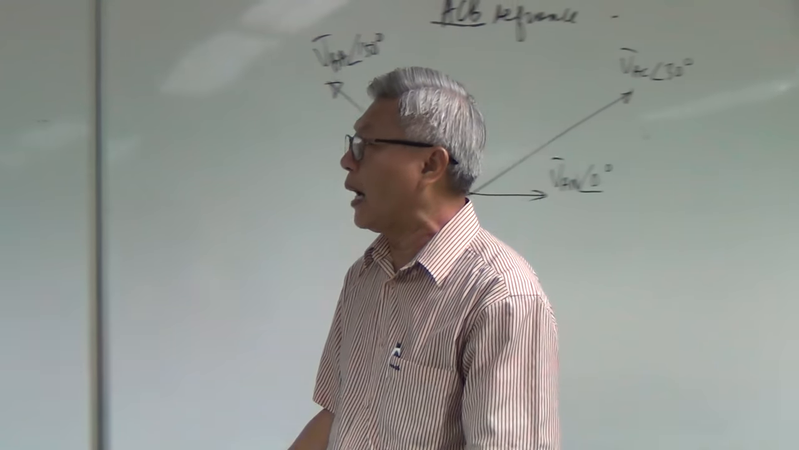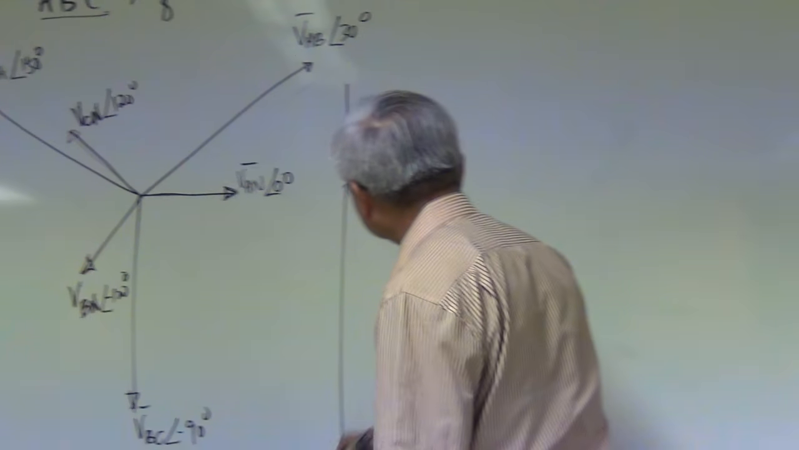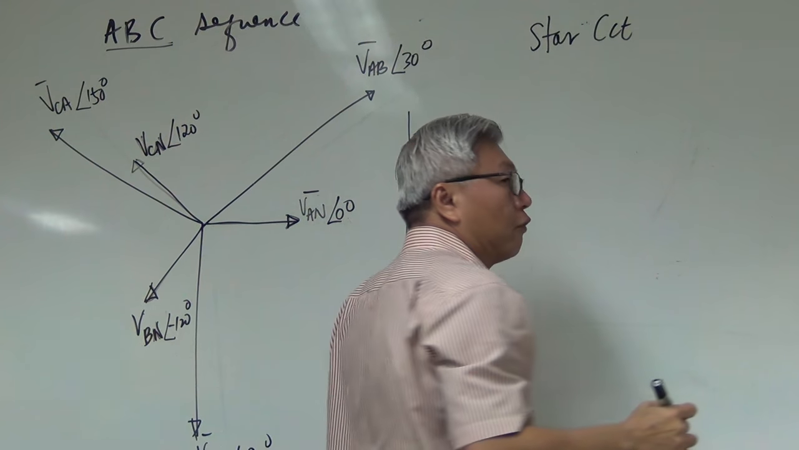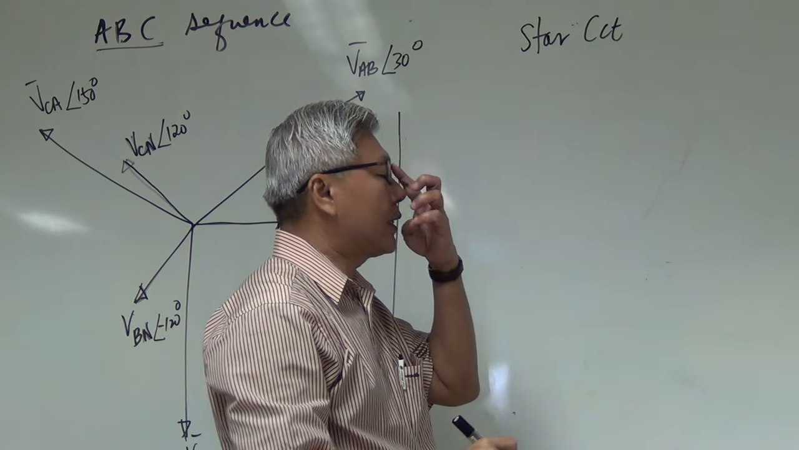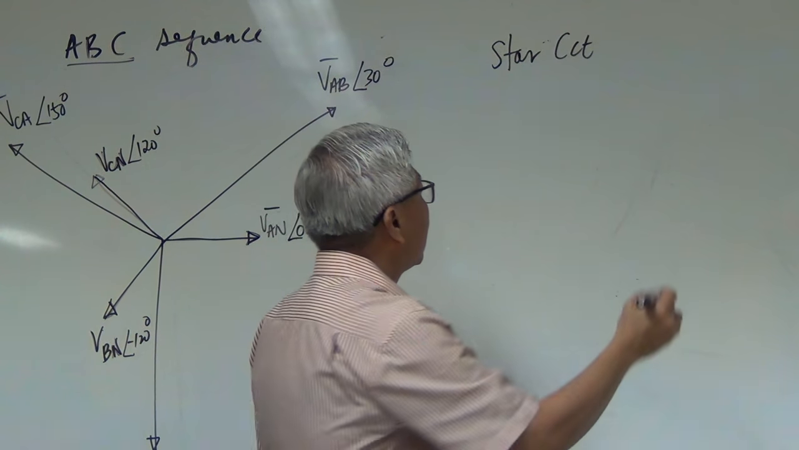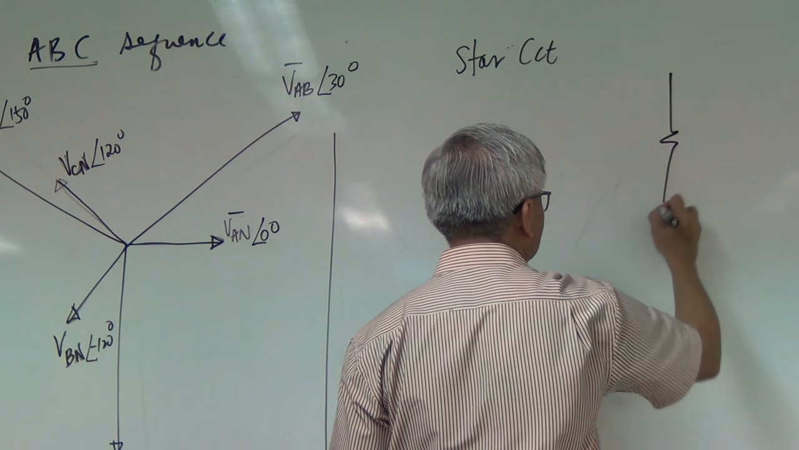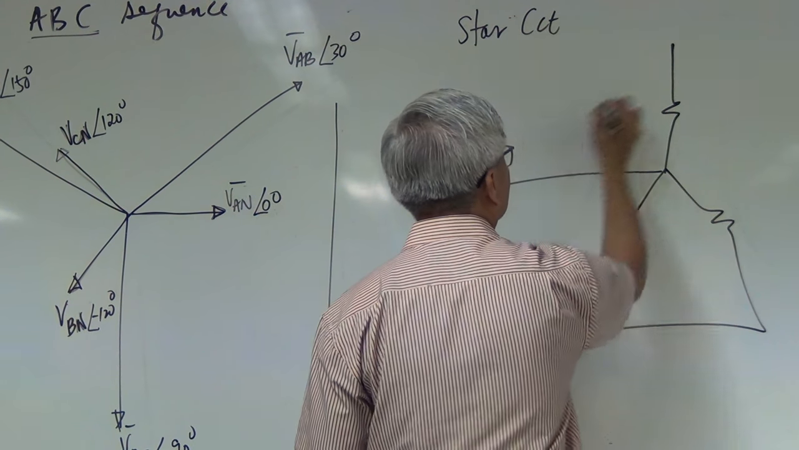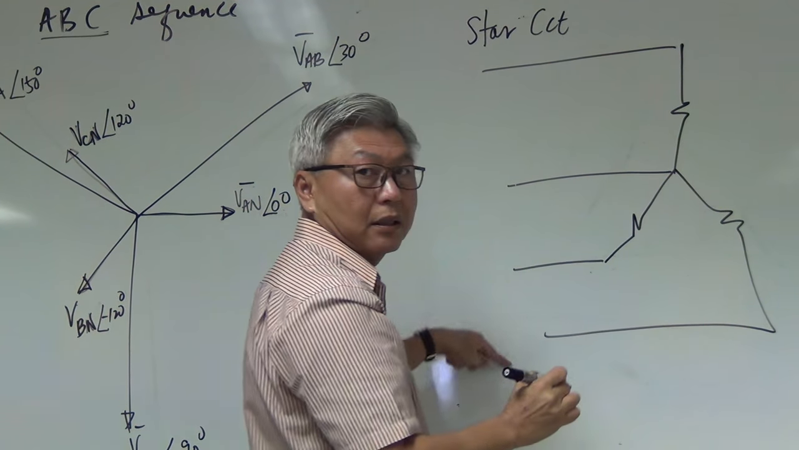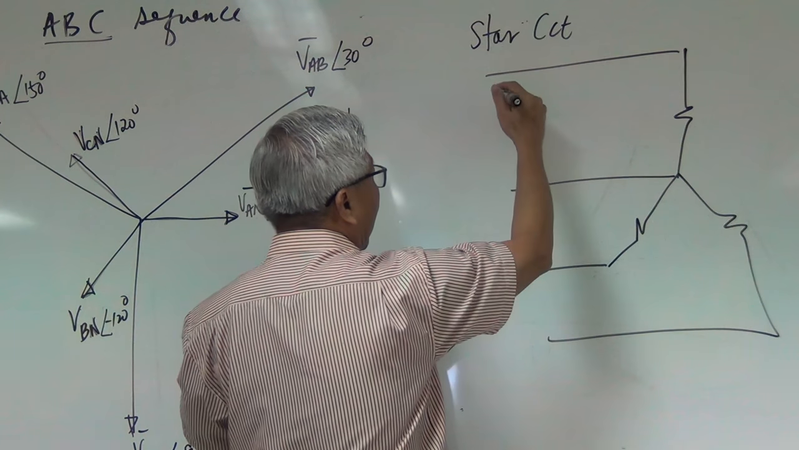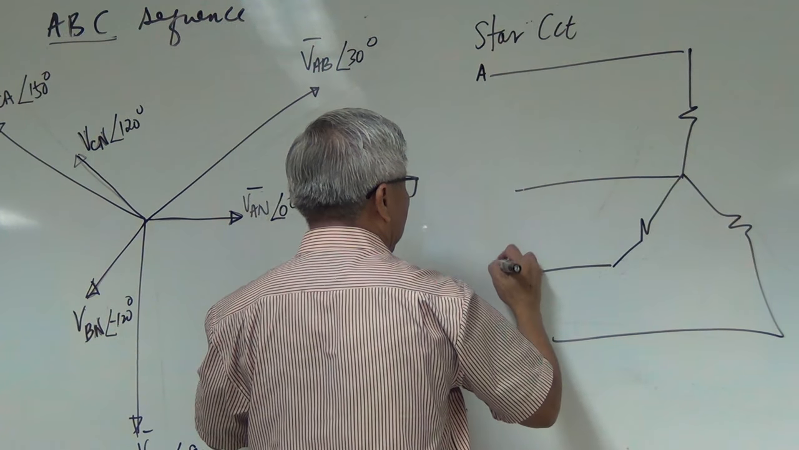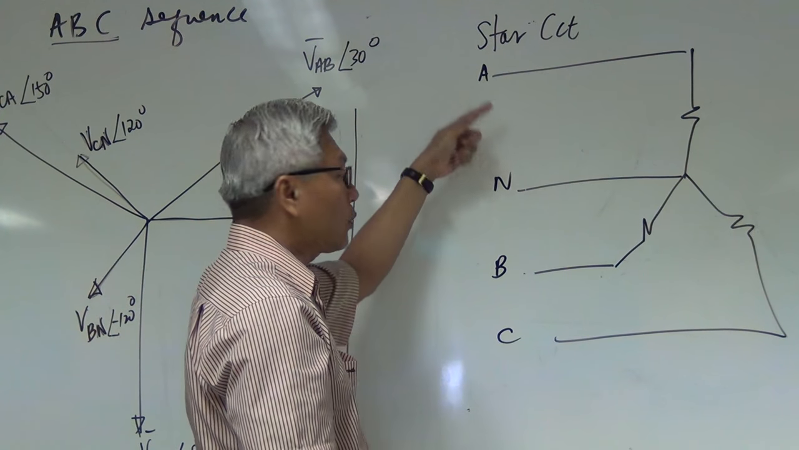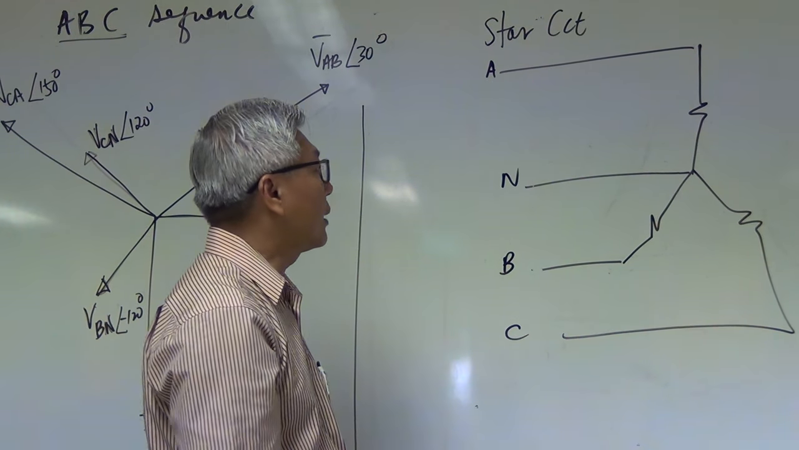Right? So let's talk about the star circuit. Now, a star circuit is also often called a four-wire circuit. Right? You understand that because in the circuit, you see four wires. Now it looks like a star, a Y shape rather. Right, it has four wires. So we have three lines, so called A, B, C. Right, and then this is the neutral wire. So that's why it's called a four-wire, star circuit.